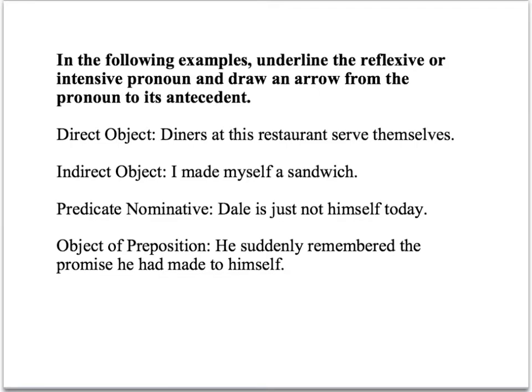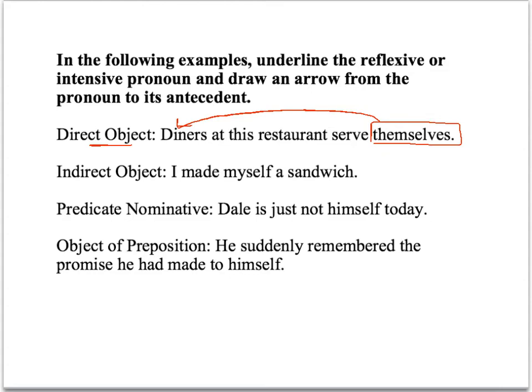So let's take a look at some examples. We're going to look for the reflexive pronouns and draw an arrow from the pronoun to its antecedent. Diners at this restaurant serve themselves. Themselves is the reflexive pronoun. It is functioning, as we've already indicated, as a direct object and refers to diners. Since themselves and diners are talking about the same person, the reflexive form is correct.